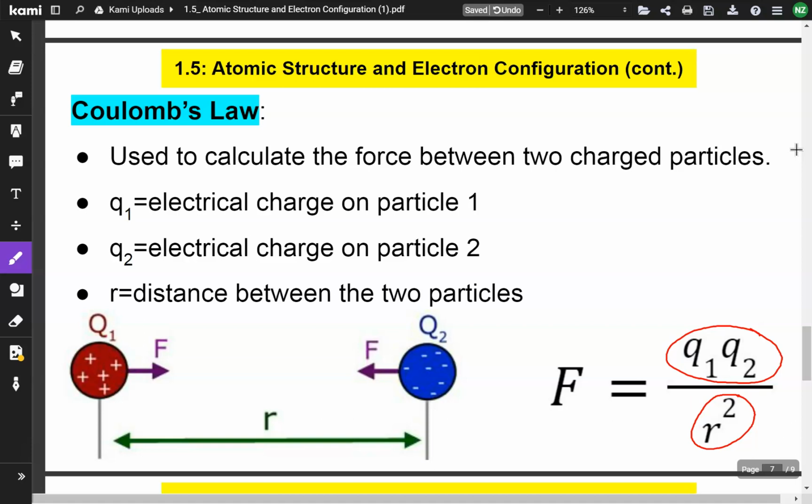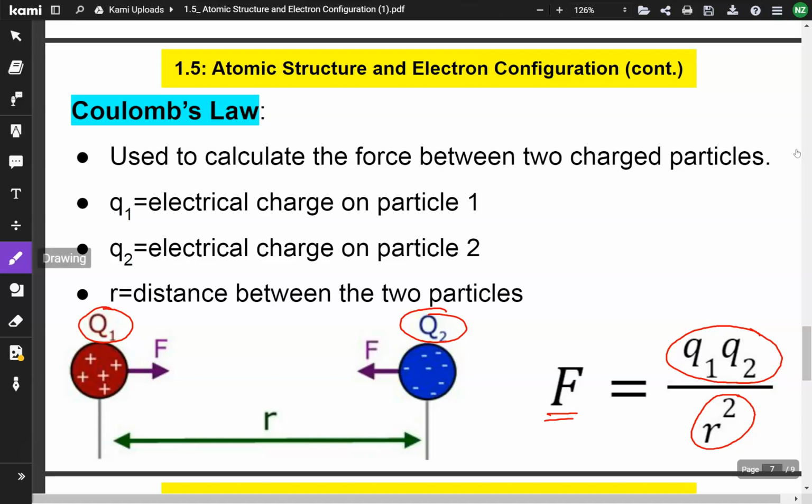Okay, so in our example here, I have particle 1, particle 2. They're being attracted to each other. I've got a positive particle and a negative particle. Remember, opposites attract. So the force of attraction is what we're calculating here. That F does stand for force. If they were the same charge, so if I had a positive and a positive, or a negative and a negative, I'd be calculating the force of repulsion.